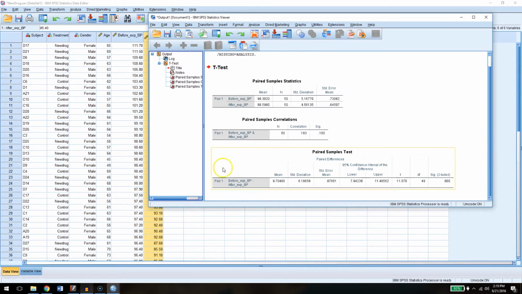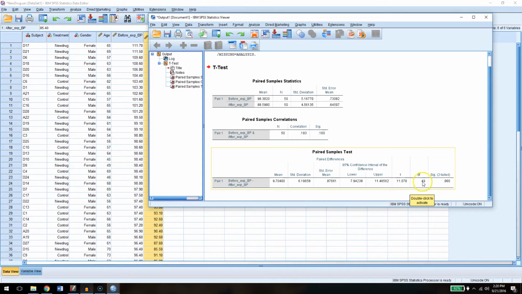But here's where the t-test part comes in. Okay, so this mean is the mean difference, right? Each person has before minus after. You can see here that that difference on average was 9.7. On average, people's blood pressure was reduced 9.704. This is the standard deviation around the mean differences. But here's what we care more about, the t-test. Here again, t is equal to 11.07. That's a pretty big t-value.